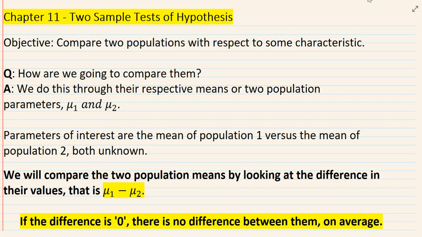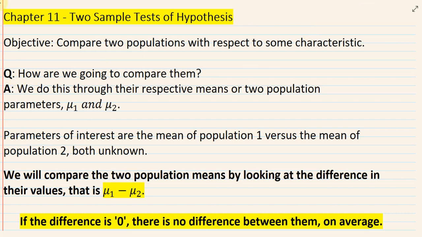So for example, if you want to know which brand is favored, we have two brands, brand A, brand B, and you want to know which brand is favored over the other one, we may create an index and then look at the average score on that index for brand A versus brand B, and then by comparing those indices we can decide which brand is a better brand. So that is why a lot of times the comparisons are done through averages.